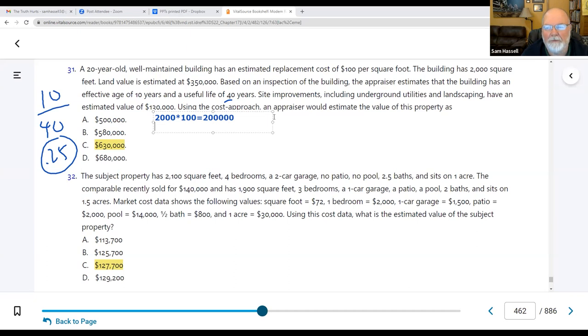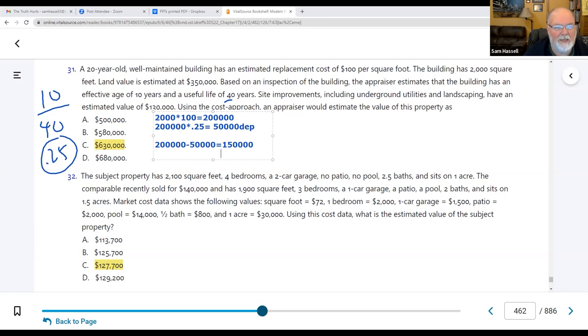All right. Okay, now I've got to figure out my depreciation. So if I look at this, I'm going to find 25% of that $200,000. That's going to be my depreciation. So we're going to say $200,000 times 25%, 0.25, and that's going to give us $50,000 for depreciation. So we have to take that off, right? So our depreciated reproduction cost is going to be $200,000 minus the $50,000. So that means our depreciated reproduction cost is $150,000. Now, that's the reproduction cost. But I also have to add back the land. Right.